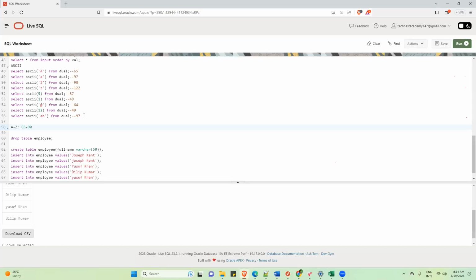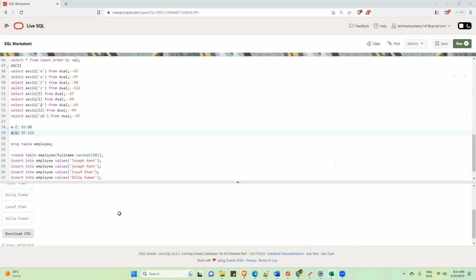You don't have to remember it, don't worry. All the letters between lowercase a and lowercase z will lie between 97 and 122. So it means all the uppercase should be placed on top of all the lowercase. Is this clear to everyone? Yes, sir. Okay, good.